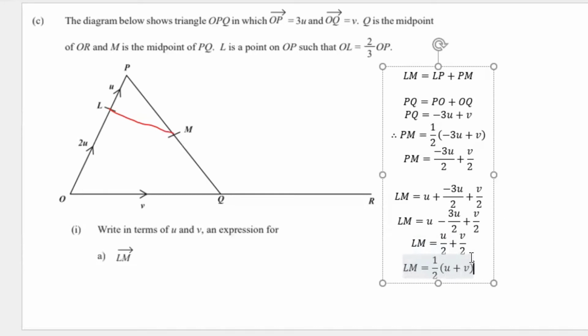These two last expressions are the same. Whether you wrote u over 2 plus v over 2, it is the same thing as a half. All we did here was factorize, taking out the common factor, which is a half, and put it on the outside of our bracket. So we have a half, and what was not common was u plus v. So that is the expression for LM.